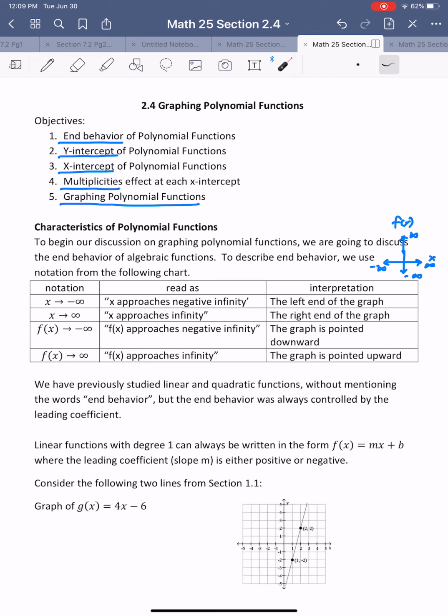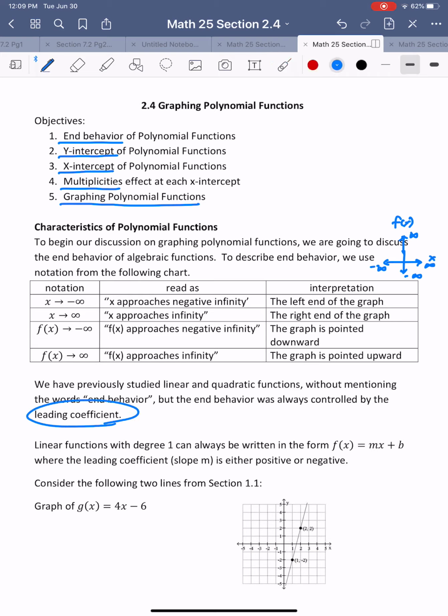When x approaches positive infinity, which is the right end of the graph, and f of x approaches negative infinity, the graph is pointed downward. When f of x approaches infinity, the graph is pointed upward. We previously studied linear and quadratic functions without mentioning the word end behavior, but the end behavior was always controlled by the leading coefficient, which is very, very important.